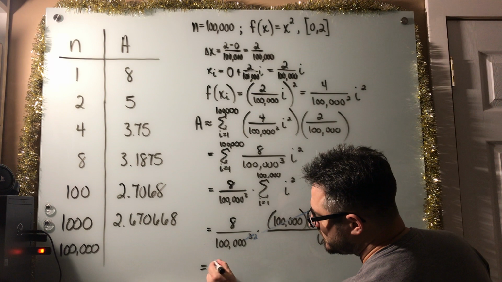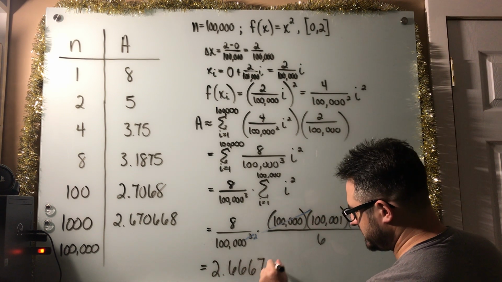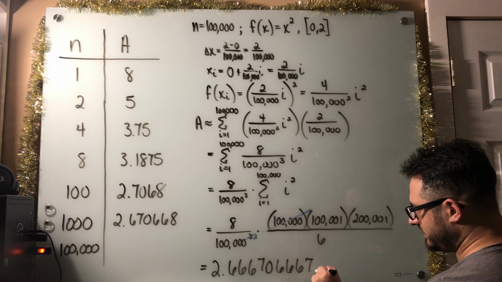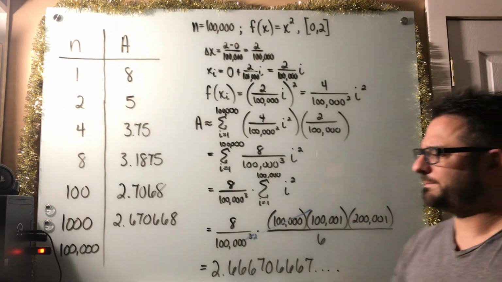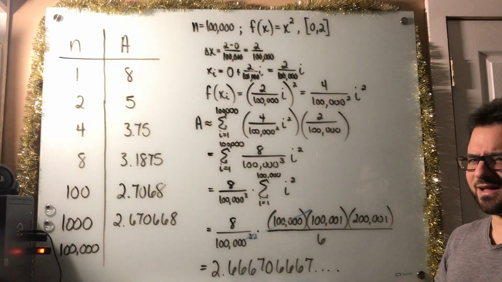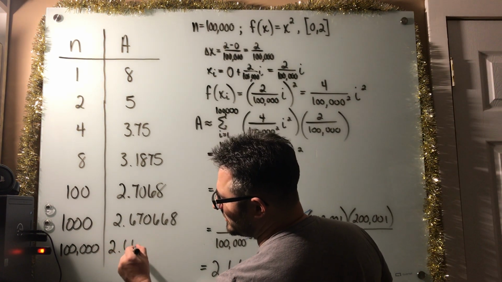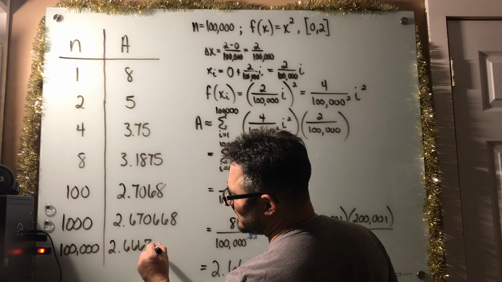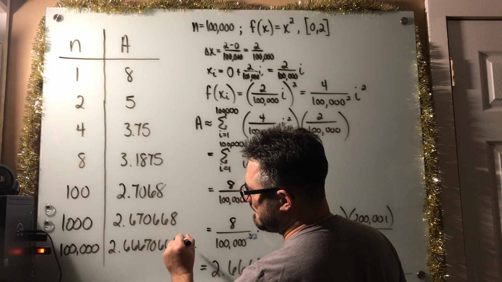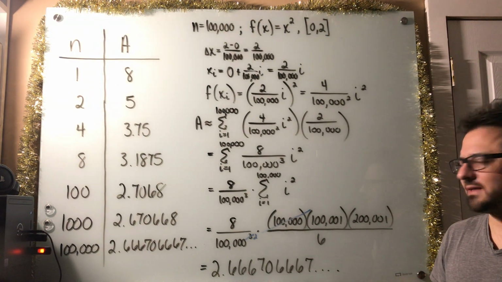Two point 666706667, and it's going to keep going after that. Now we don't see what on the calculator comes after that, but I would say this is pretty conclusive evidence to support the idea that we're going towards 2.6 repeating.